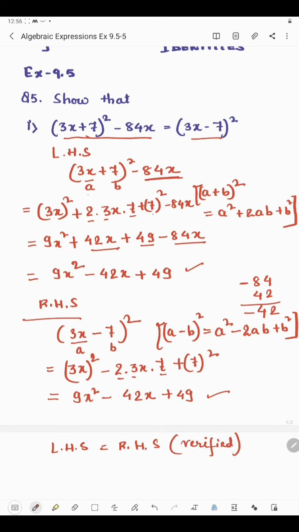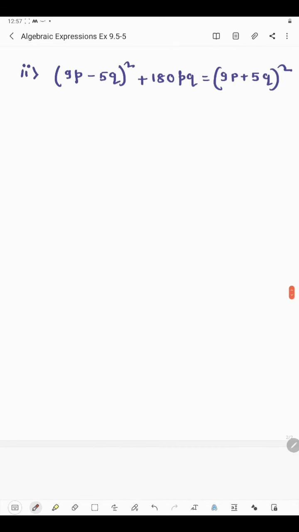Okay. Now coming to the second part. In the second part we have (9p − 5q)² + 180pq is equal to (9p + 5q)². So we will have to check whether the value on the left hand side and right hand side is the same or not. We have to prove that the value on the left hand side is equal to the value on the right hand side. So we'll solve the left hand side at first.